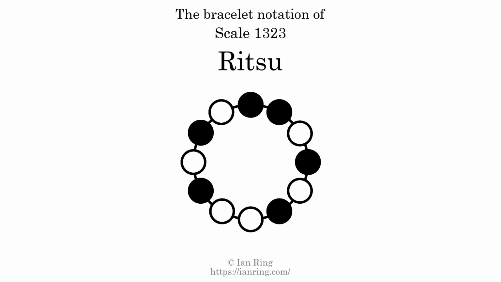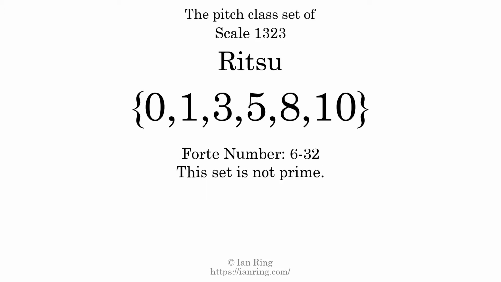This is a bracelet notation diagram of scale 1323. The shaded circles represent tones that appear in the scale, and they are read clockwise, starting at the top. The pitch class set for this scale is 0, 1, 3, 5, 8, 10. The forte class is 6-32. This set is not prime.